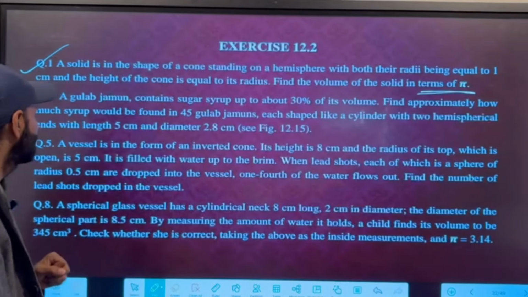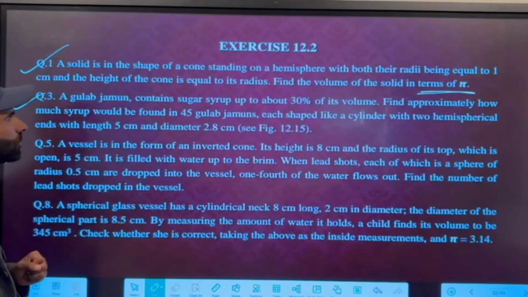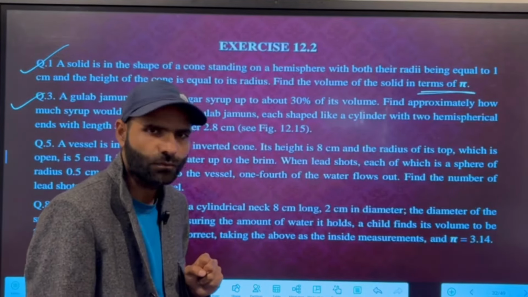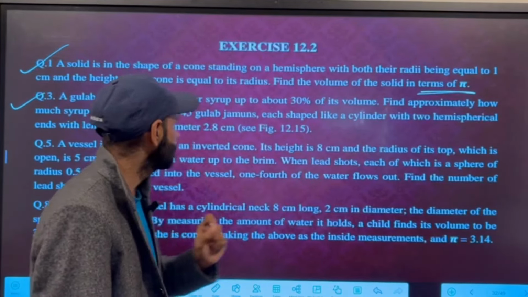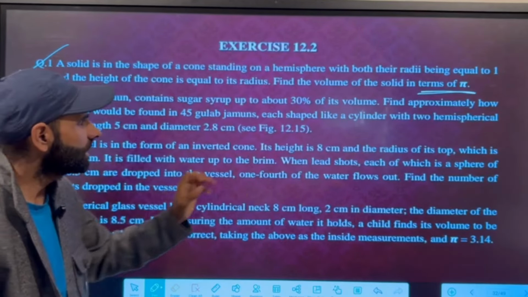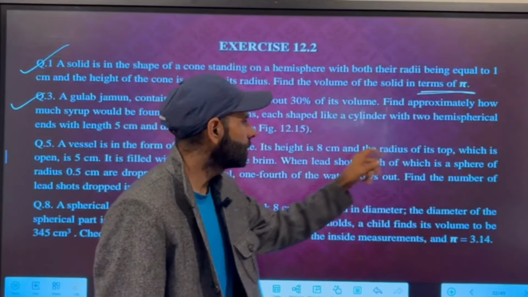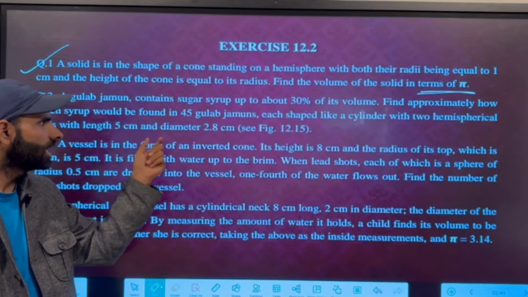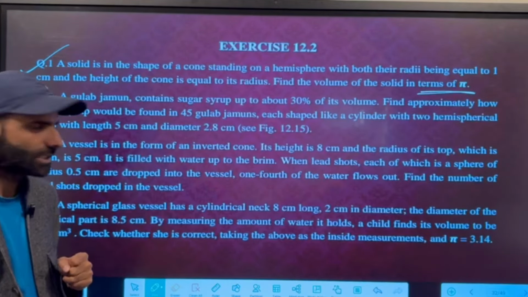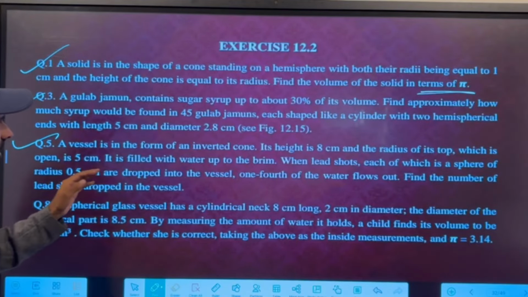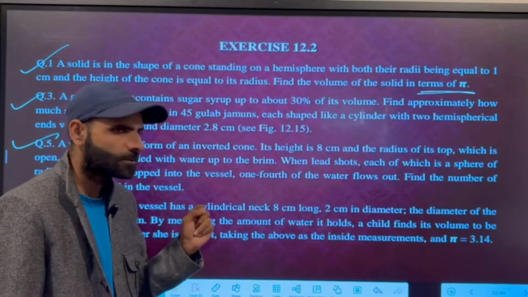Next question from the same exercise, question number 3. A gulab jamun contains sugar syrup up to about 30% of its volume. Find approximately how much syrup would be found in 45 gulab jamuns, each shaped like a cylinder with two hemispherical ends with length 5 centimeter and diameter 2.8 centimeter. Question number 5 from the same exercise. A vessel is in the form of an inverted cone.